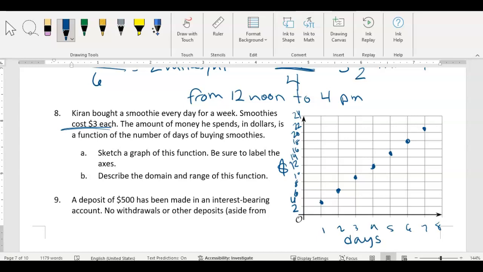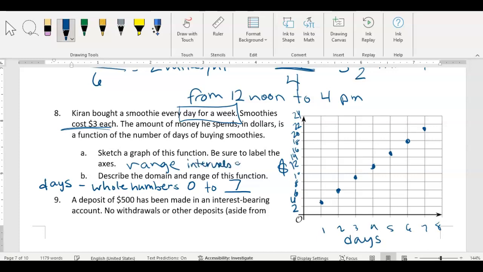So the domain would be days, which means we're looking at whole numbers, 0 to however long he continues to buy the smoothies, right? If we're thinking about maybe within a year, we might say 365. It does say for a week, so we're going to say 0 to 7. The range, however, is the output, and this is intervals of 3, or multiples might be a better word, actually, multiples of 3.